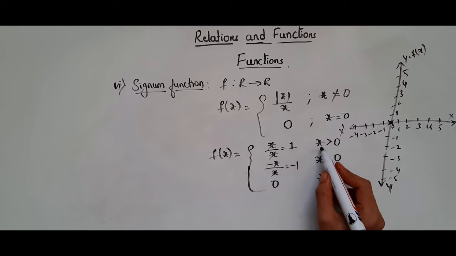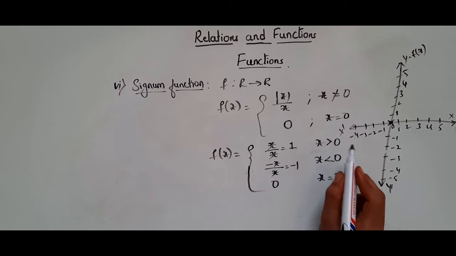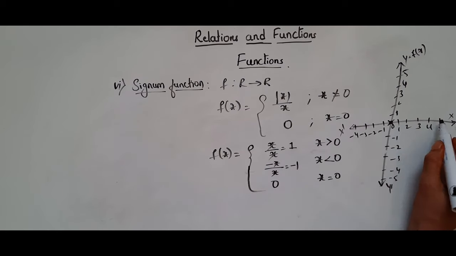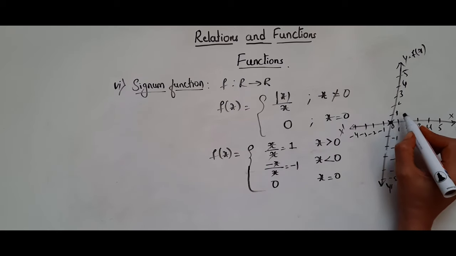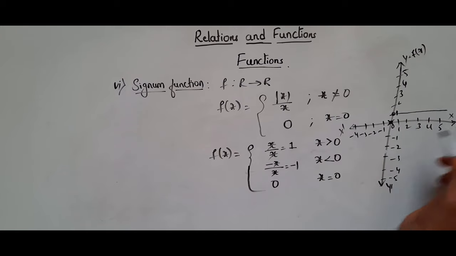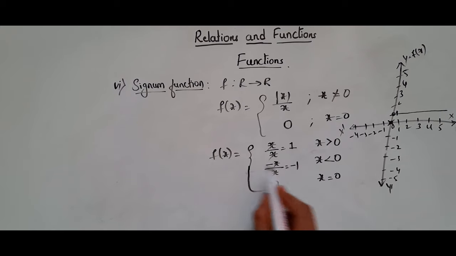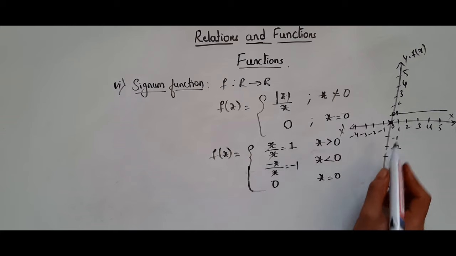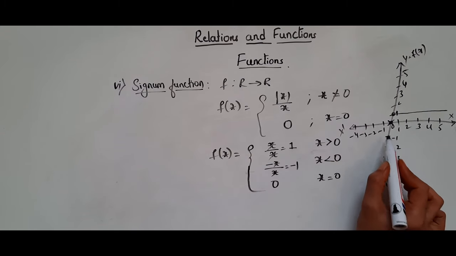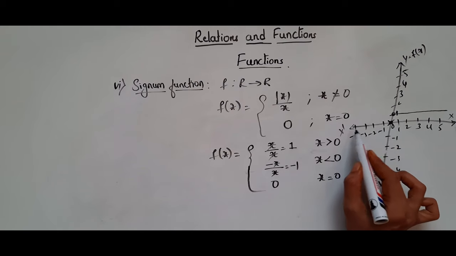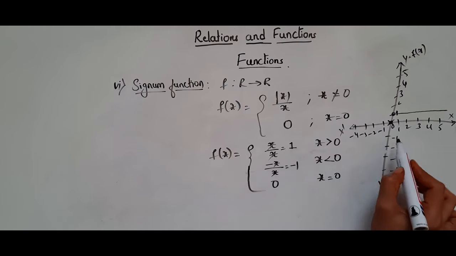Now for x greater than 0, for all the positive values, you will get 1. So y is 1, like this is a constant. For all the negative values, for x less than 0, your function f of x will give you minus 1. So for all the values of x which are less than 0, your y value is minus 1.